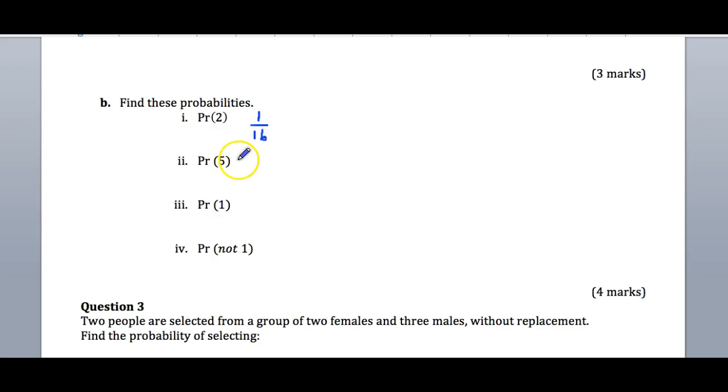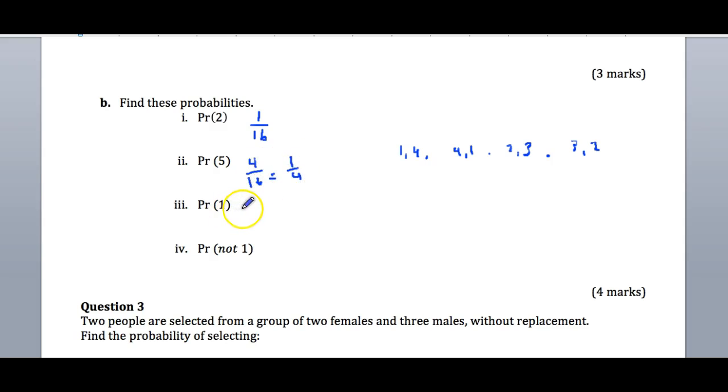All right, so the probability of 5, I know we can have 1, 4, 4, 1, 2, 3, and then 3, 2. And that's it. Okay, so there's 4 over 16, which gives you 1/4.